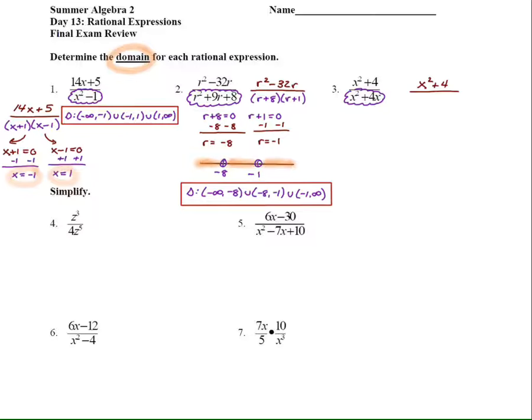And remember, for a rational expression, the domain is really just dealing with what makes the denominator 0, because that's where the whole expression doesn't work. It's not defined. So I factor the bottom. The only thing I can do is take out a greatest common factor. So now I can set each factor equal to 0, x and x plus 4.